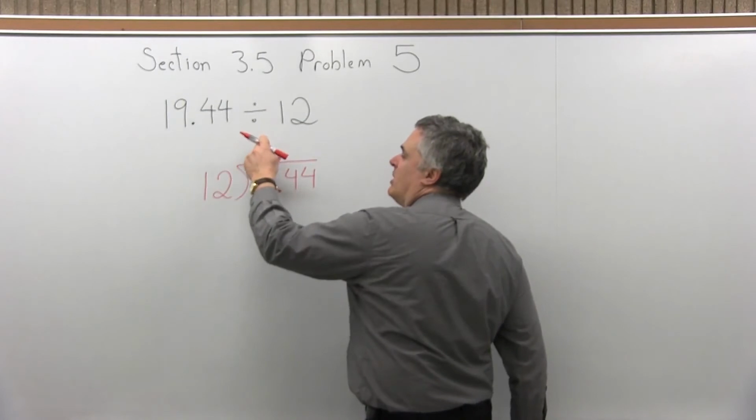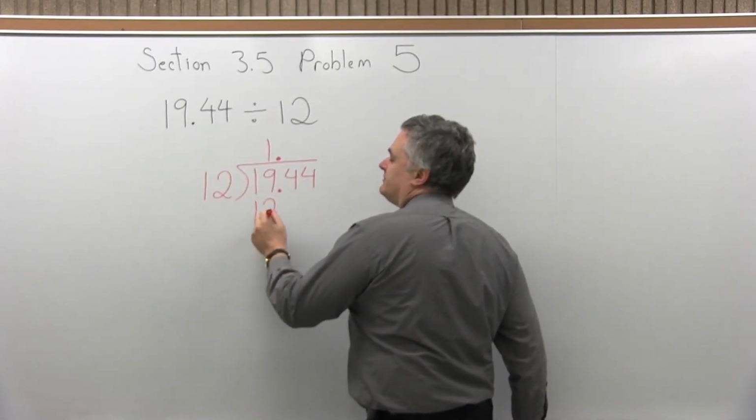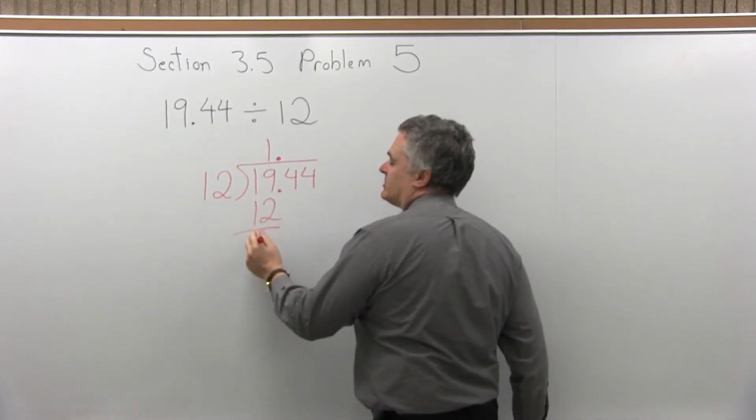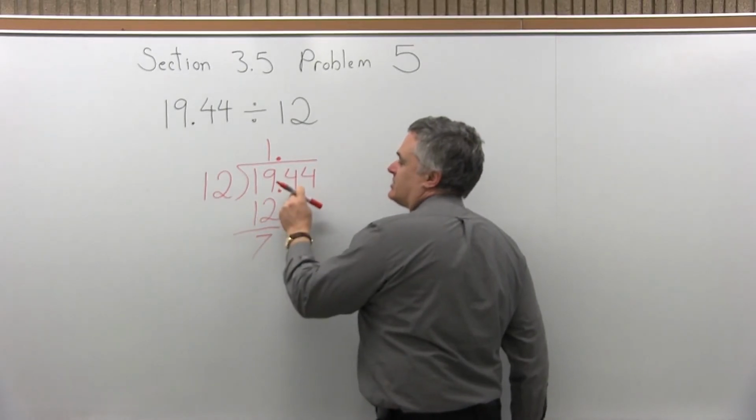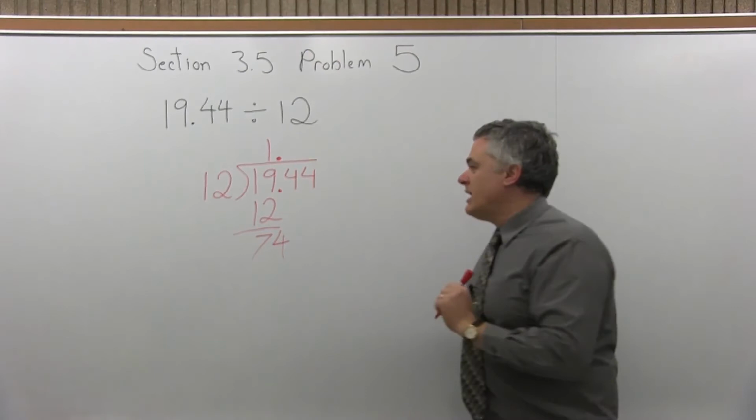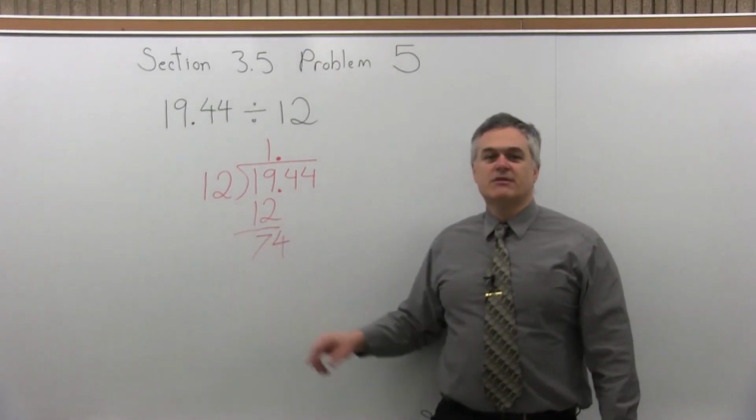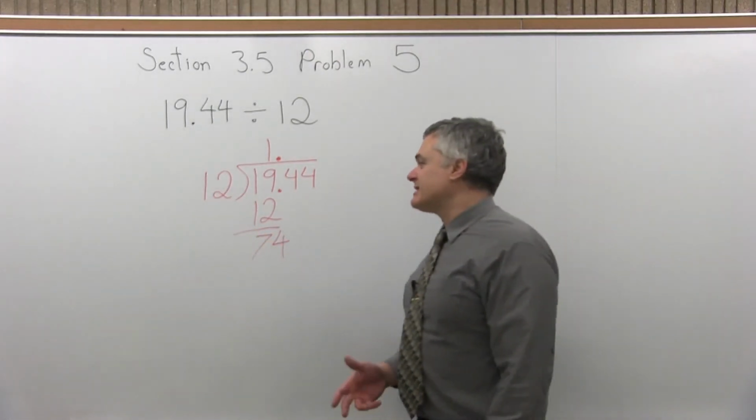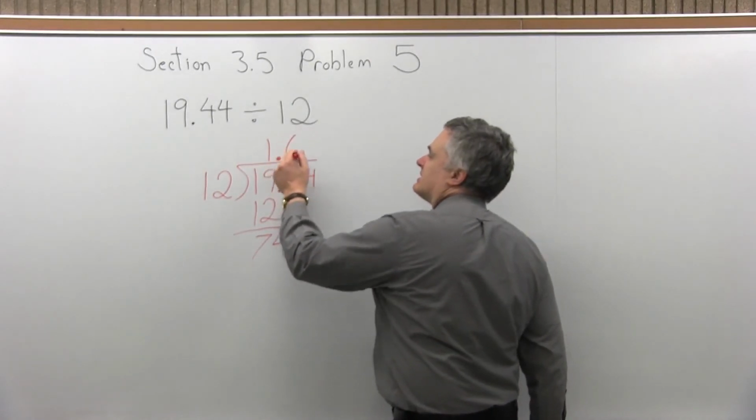Put a 1 up here. 1 times 12 is 12. Then 19 minus 12 is 7. The next digit over is a 4. So that 4 will come down next to the 7 that we just got. And now you want to see how many times will 12 fit into 74. The closest you can go is 6. So put the 6 up top.